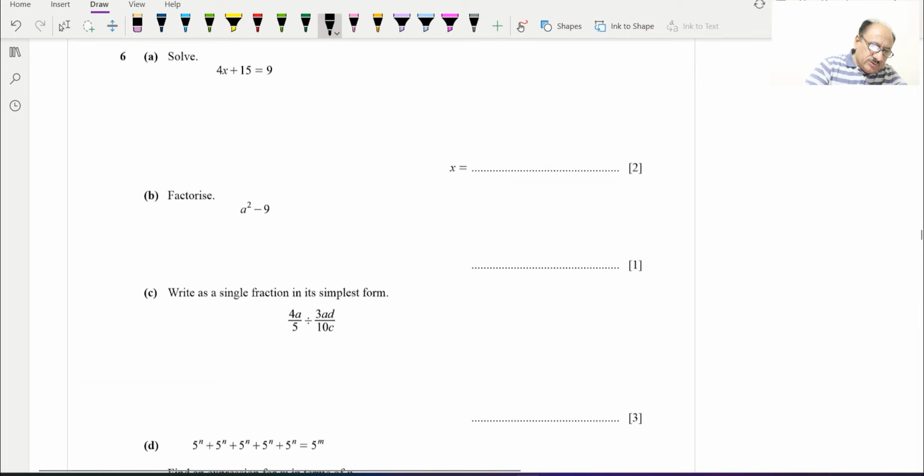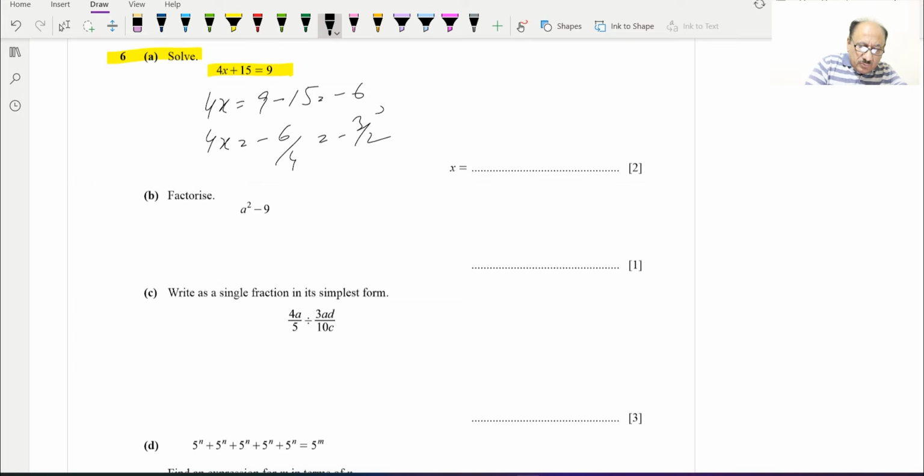This is question number 6, and this is part A, solve this equation. So we need to find the value of x. So 15 we will shift to the other side. So 9 minus 15, which is equal to minus 6. So 4x is equal to minus 6 by 4, which is equal to minus 3 by 2. So minus 3 by 2 will be our final answer for 2 marks.